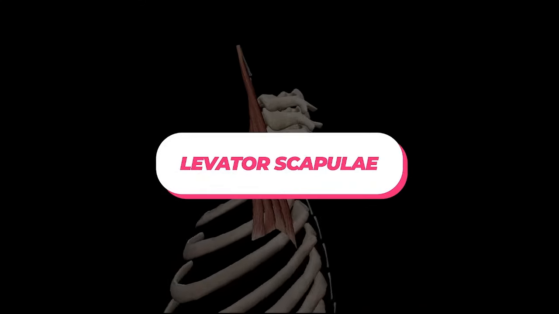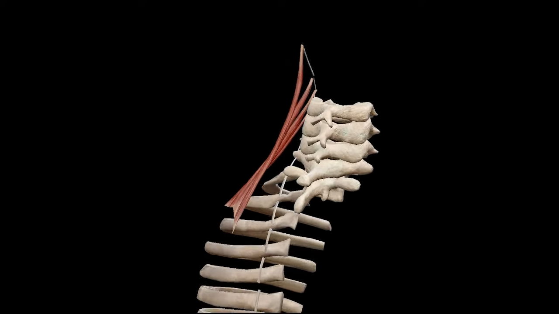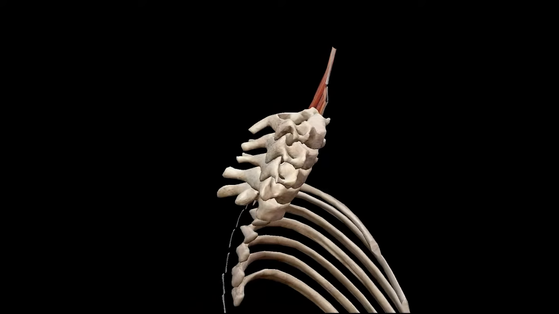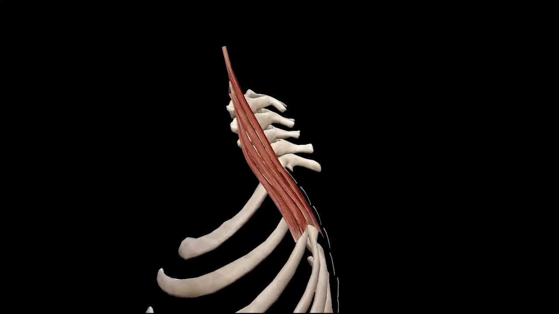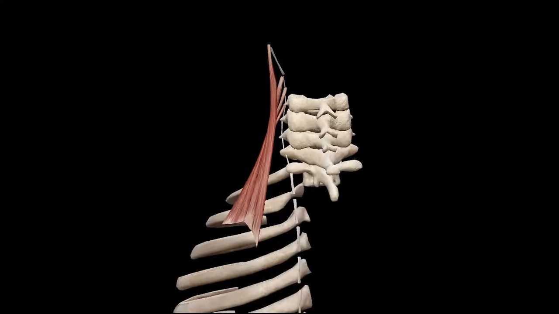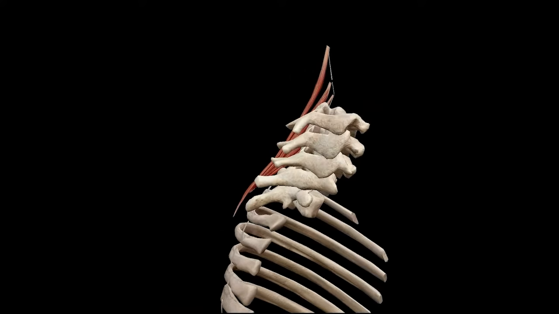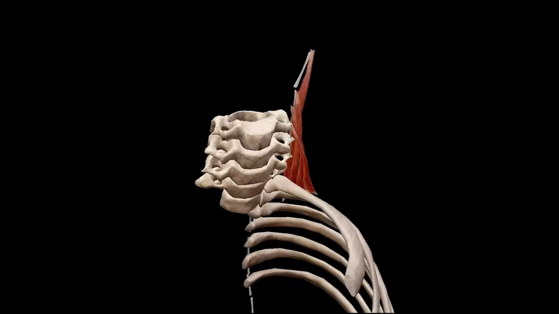Levator scapulae. The levator scapulae muscle is located on the side and back of the neck. It runs from the upper cervical vertebrae to the scapula. When contracted, it assists in elevating the scapula and contributes to lateral flexion of the neck.